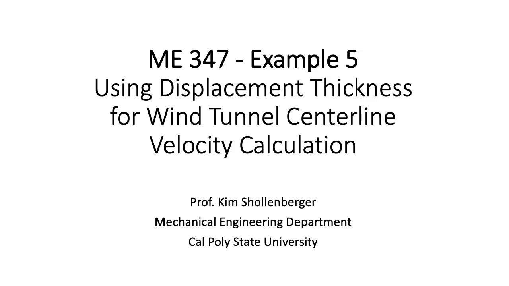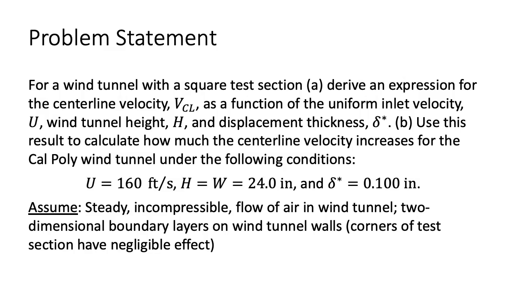ME347, Example 5, using displacement thickness for wind tunnel centerline velocity calculation. For a wind tunnel with a square test section, for Part A, derive an expression for the centerline velocity as a function of the uniform inlet velocity, wind tunnel height, and displacement thickness.